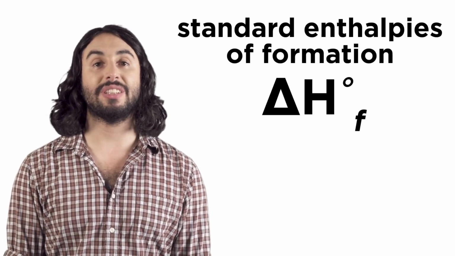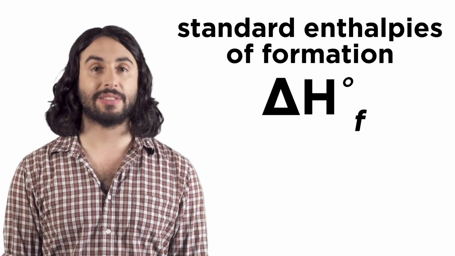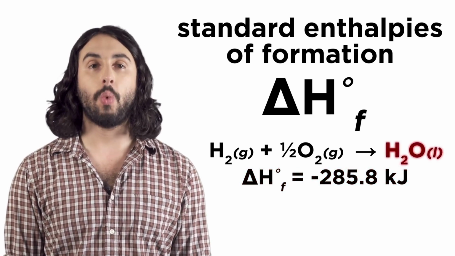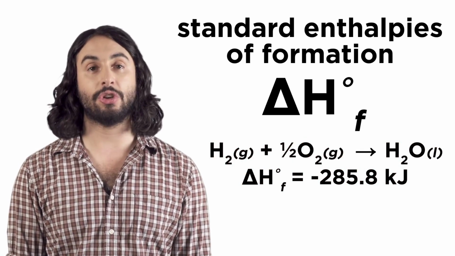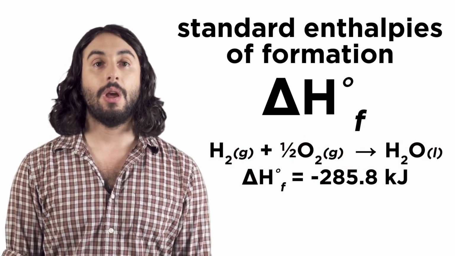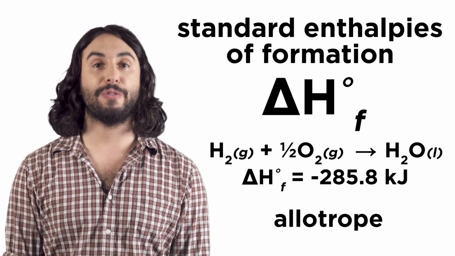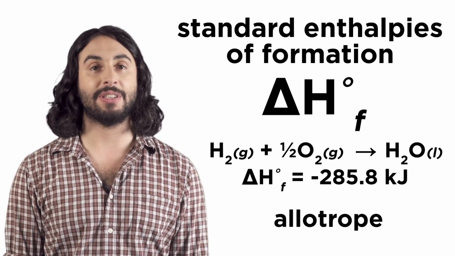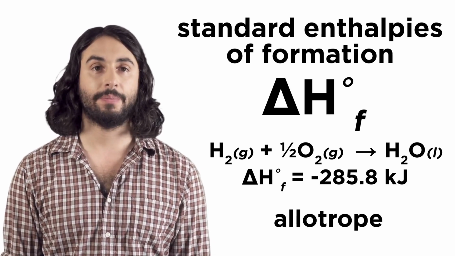Another way to calculate an unknown delta H is to use standard enthalpies of formation. This is denoted by the following symbol, and it represents the enthalpy associated with forming 1 mole of a substance from its respective elements in their standard and most stable state. Most stable state means the most common allotrope, or physical form of an element. So carbon graphite instead of diamond, diatomic oxygen instead of ozone, and so forth.